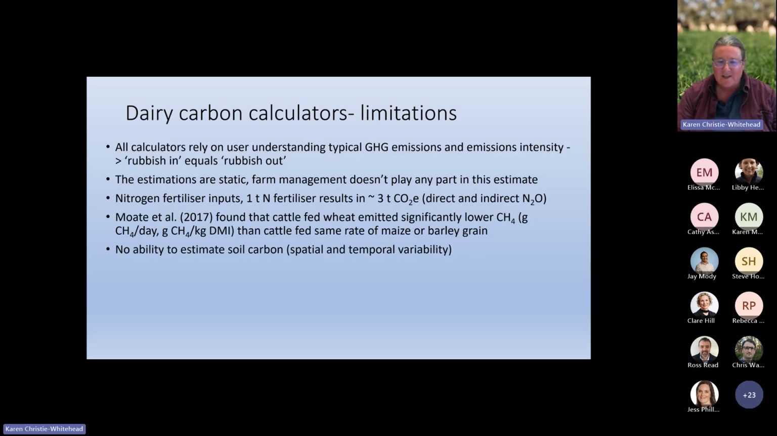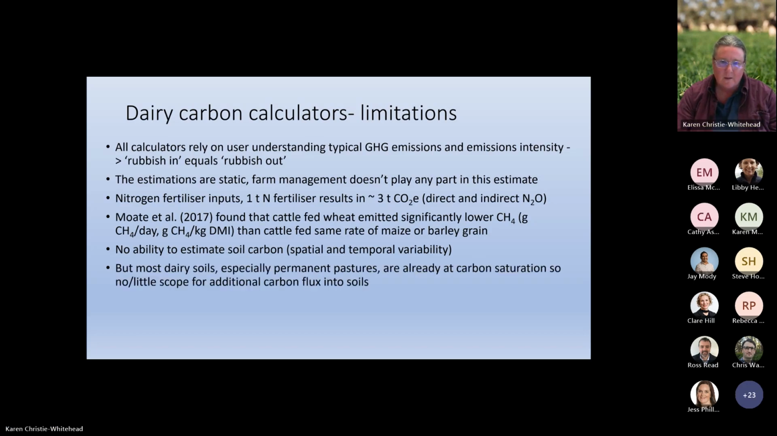There's no ability to estimate soil carbon in any of these calculators, and that's another 2-hour presentation in its own right, but primarily because of the spatial and temporal variability in estimating soil carbon. But what's important to know is that most dairy soils, especially permanent pasture, are already at that carbon saturation point. So there's really little scope for that additional flux of carbon into the soil.